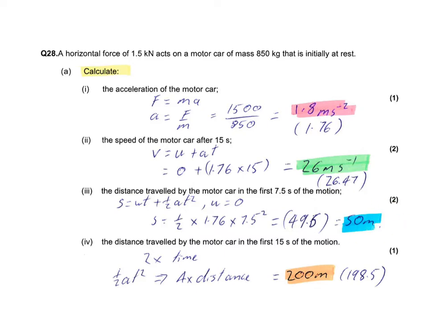And then finally, I've got two options for doing it at 15 seconds. I could do exactly the same I did for part 3, but put in T as 15 instead of T equals 7.5. But because I've got this AT squared, I can simply look at it and say, right, I'm doubling T, I'm doing T squared, so if I double T, I end up with 4 times the distance. It is, in fact, 200 meters that I travel in those first 15 seconds.